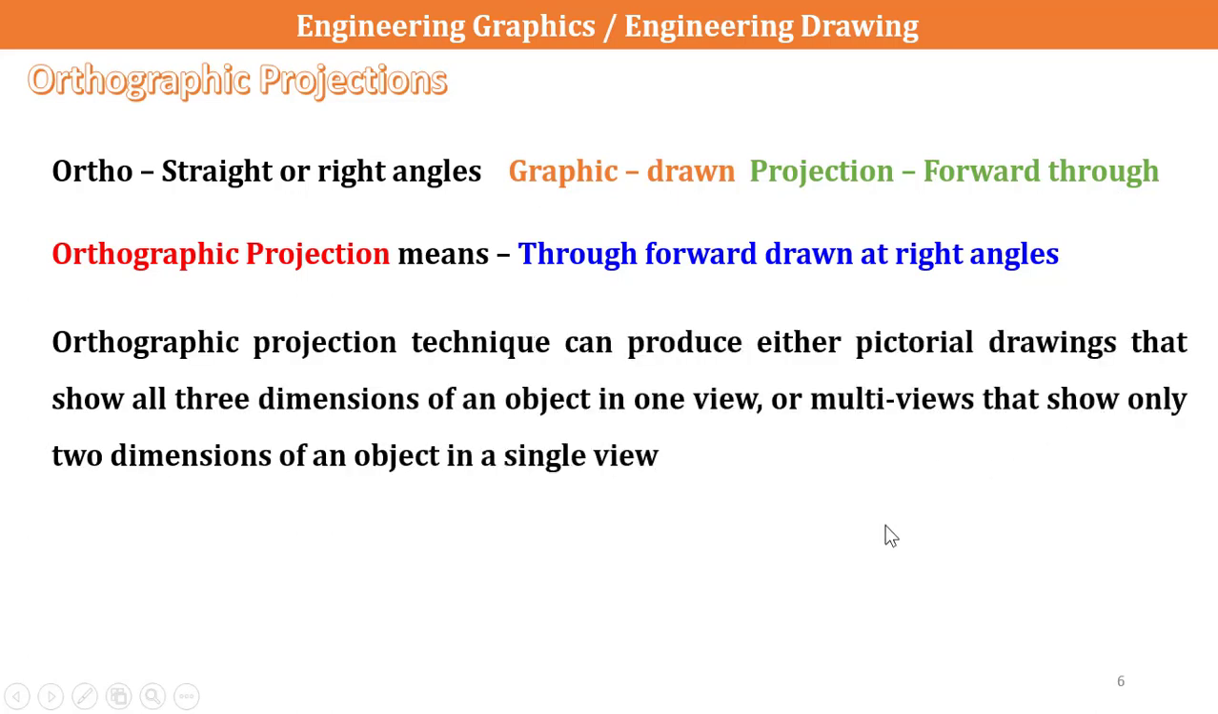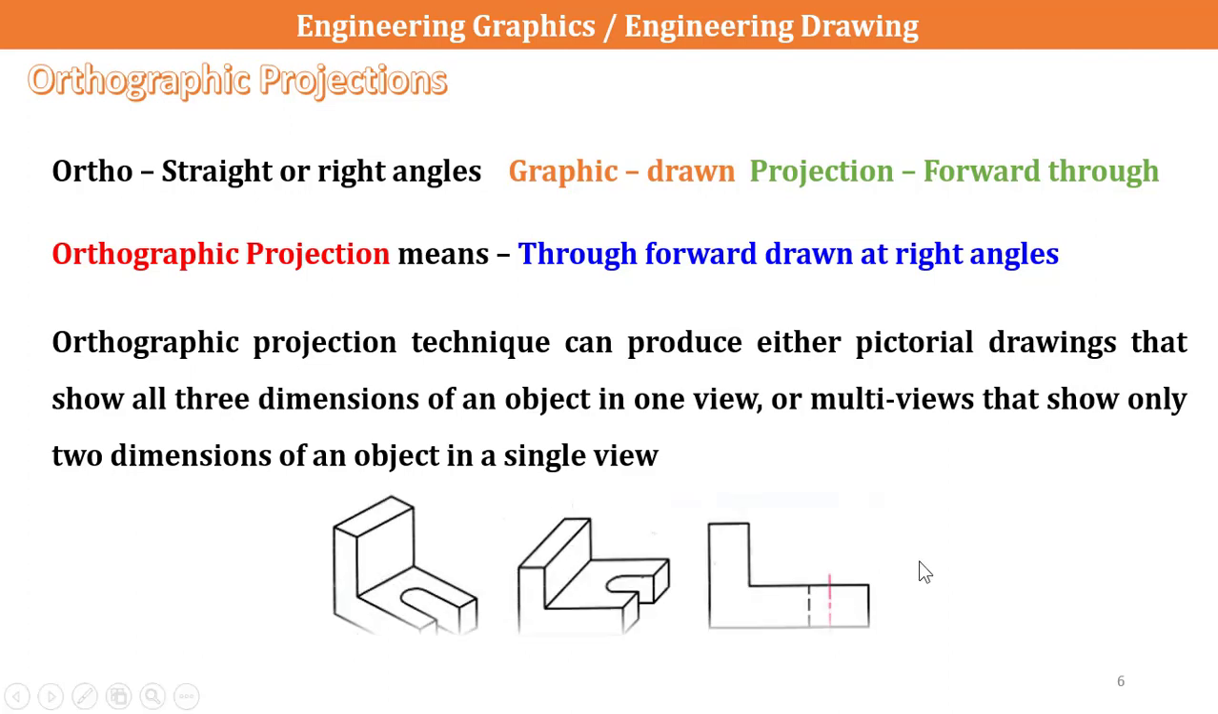It's a technique which can produce either pictorial drawings that show all three dimensions of an object in one view, or multiple views that show only two dimensions of an object in a single view. So further in this orthographic projection, we will see what views are going to be drawn. Basically, orthographic or multi-view projection is another name for this. As we have discussed earlier, parallel is also one of the names for orthographic projection.